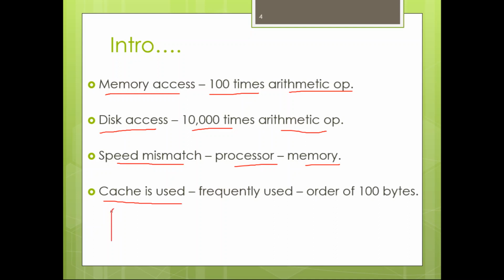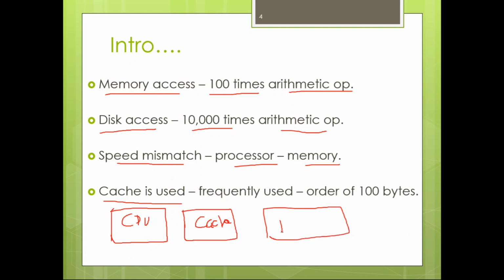So this high speed memory is called cache. If you have the CPU here, then the cache will be somewhere here, and main memory is somewhere here. Main memory capacity will be huge, but the cache capacity will be less, but the speed of accessing cache will be very fast when compared to that of main memory.